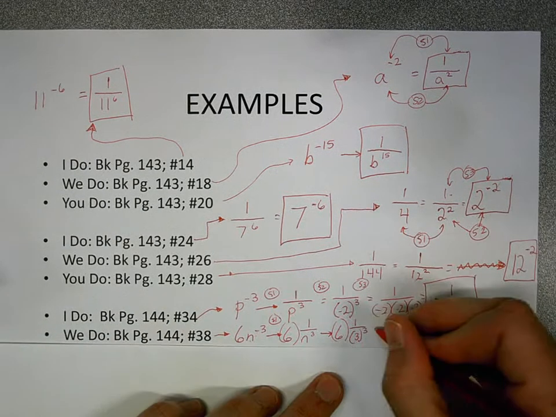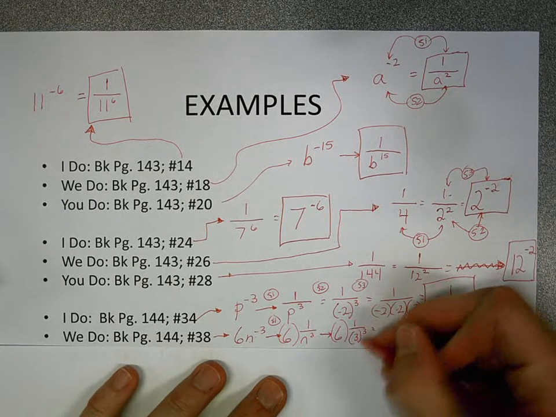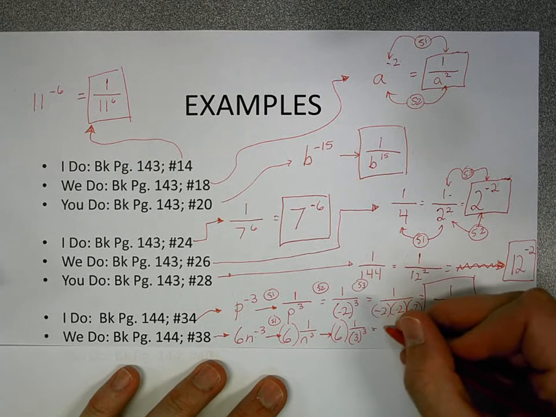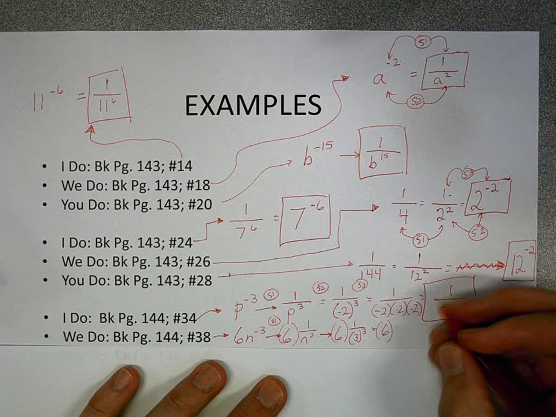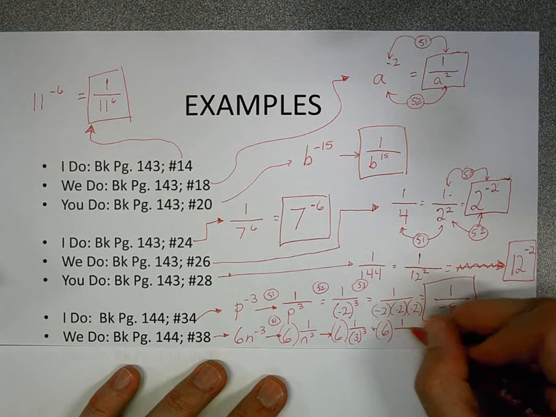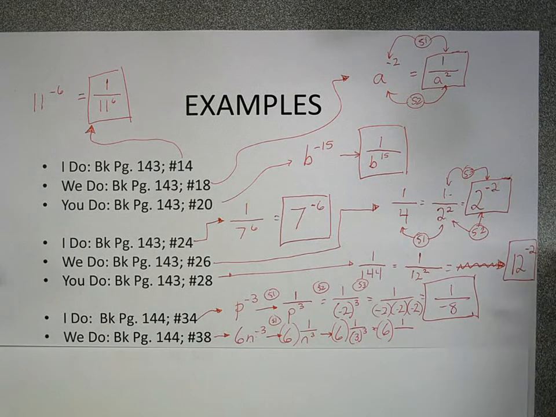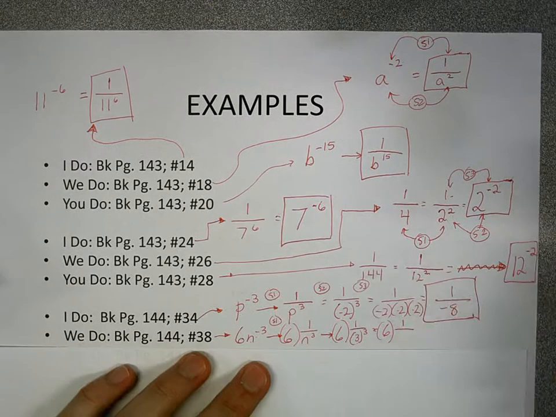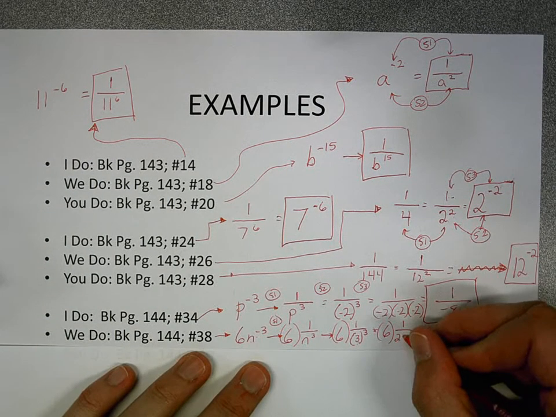So now I'm going to simplify. I tell you what, I'm going to simplify my exponent first. So I'm going to keep my 6 up front, and I have 1 over, and then 3 to the third power is 3 times 3 times 3. Okay, well, 3 times 3 is 9, times another 3 is 27.